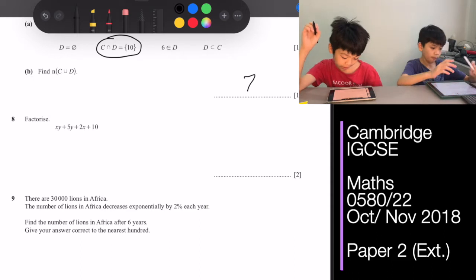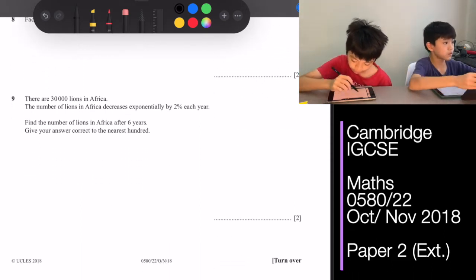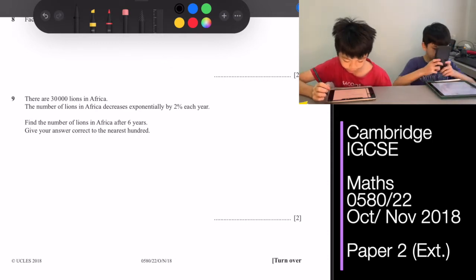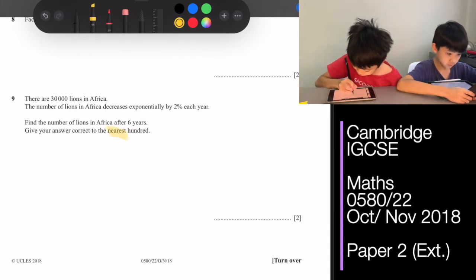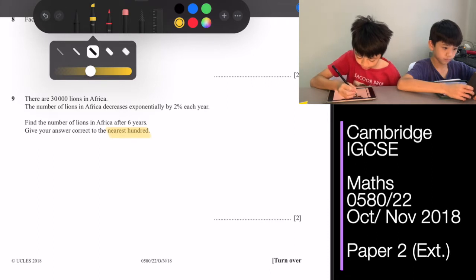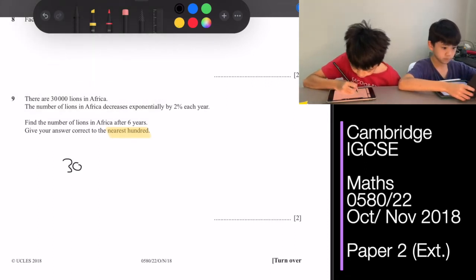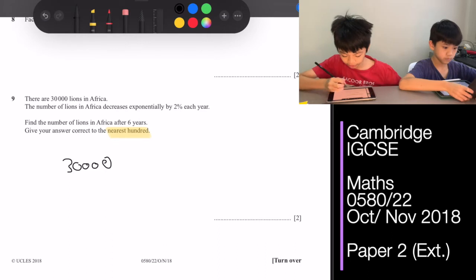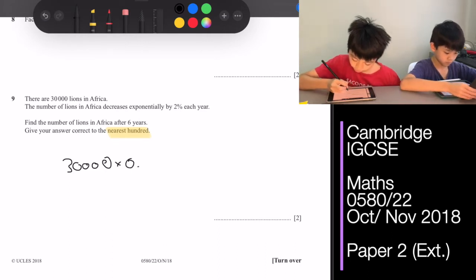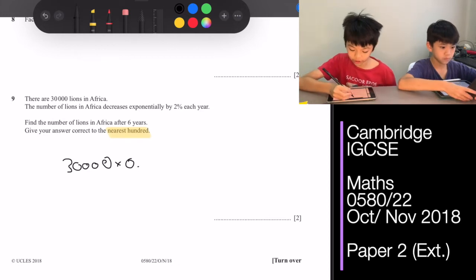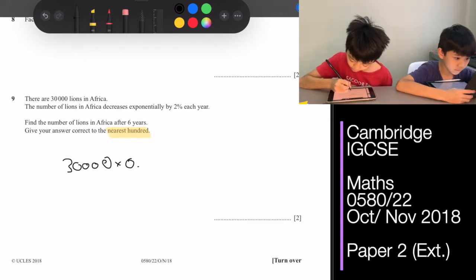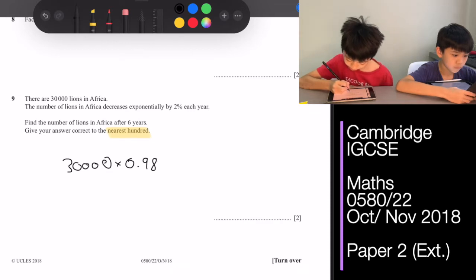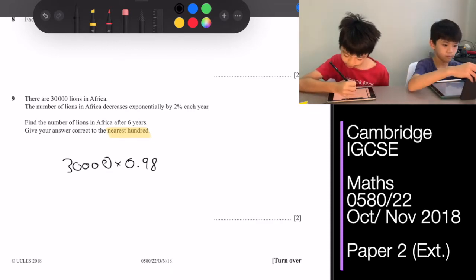Okay, so for question 9, there are 30,000 lions in Africa. The number of lions in Africa decreases exponentially by 2% each year. Find the number of lions in Africa after 6 years, corrected to the nearest 100. So we need to correct our answer to the nearest 100. So 30,000, that's the number of lions there are, and it will keep decreasing exponentially by 2% or 0.02. So it'll be 30,000 minus 30,000 multiplied by 0.02, or 30,000 multiply 0.98.